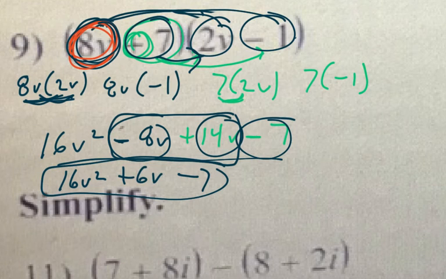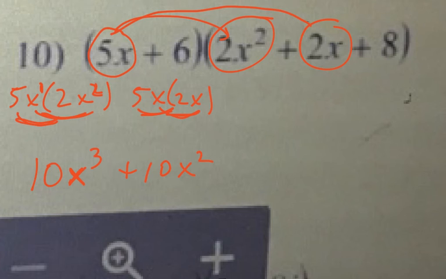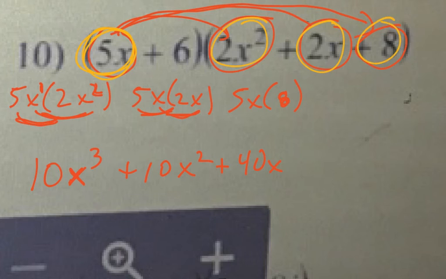Notice I did exactly everything I did on 9, except I do have an extra term here. Well, guess what? That also has to times with the 5x. So 5x times 8 is simply 40x. Okay, so again, before I continue, notice the 5 here, that's in the left parentheses, times all 3 terms in the right parentheses. That's distributive property.